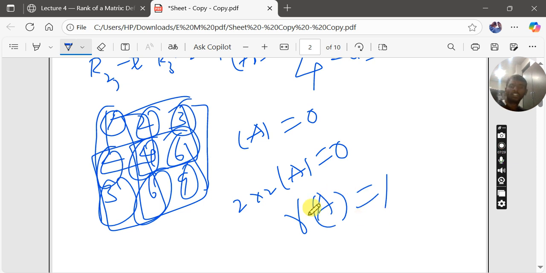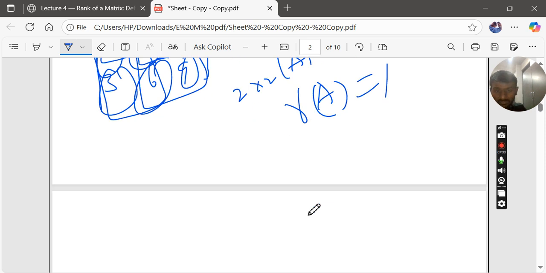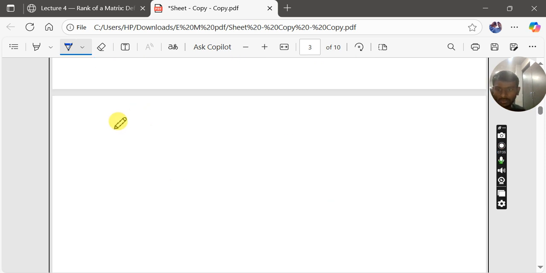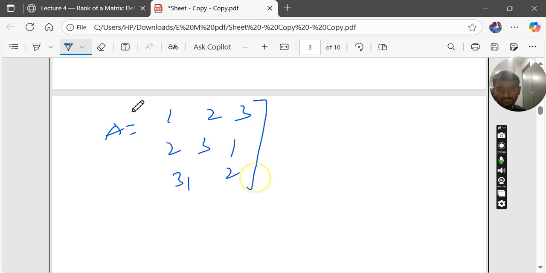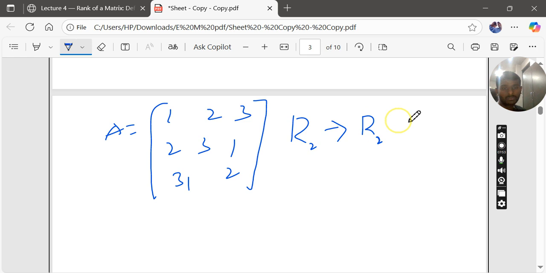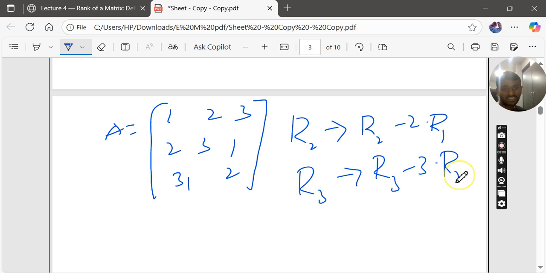Okay, so similarly if you see one more example, let's say we're having some matrix A equal to 1 2 3, 2 3 1, 3 1 2. So now I want to calculate the rank of this matrix. So here you want to make 0, here you want to make 0. How do you do that? So R2 implies R2 minus 2 times R1, and R3 implies R3 minus 3 times R1.